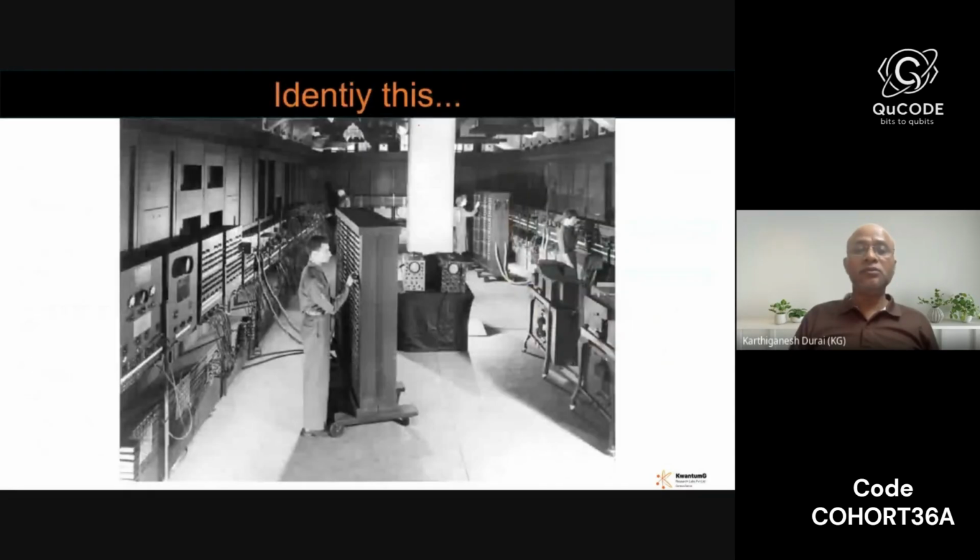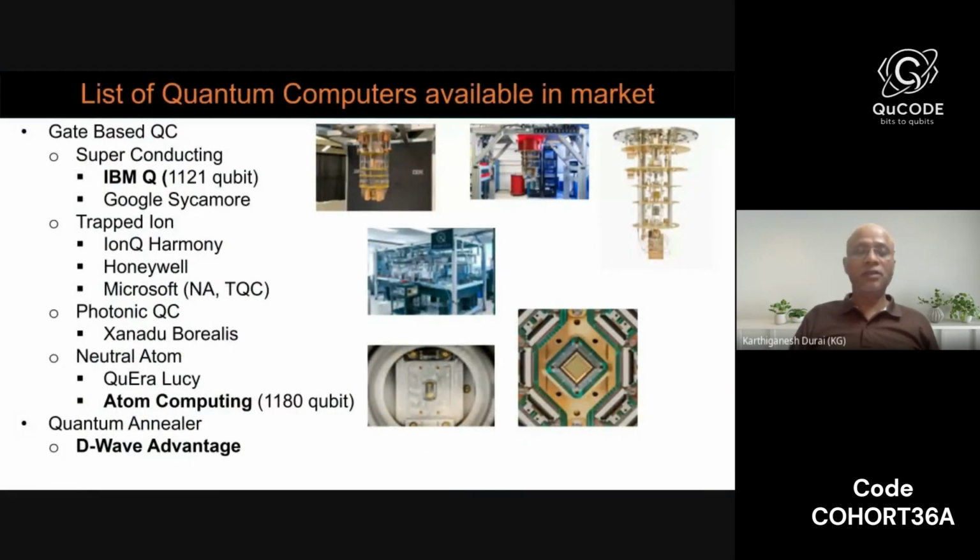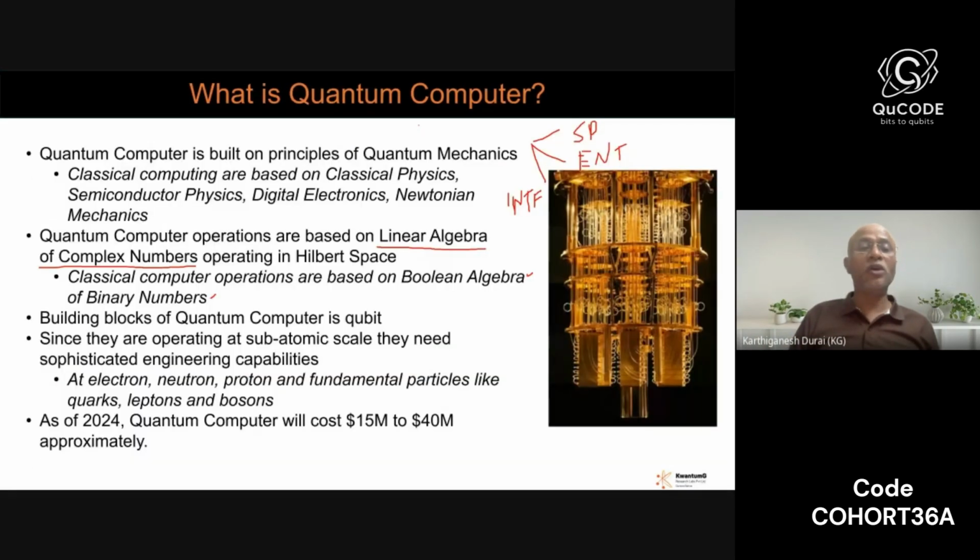And so if you decide to learn, these are all popular quantum computers you may already know, but I'm keeping them here just to give you the confidence that you are learning something which is in the market, not in the lab. Maybe if you had tried 5 years earlier, it was still in the lab, but now quantum computers are in the market. And these are the principles of quantum computers. Quantum computers are built on principles of quantum mechanics, and they are based on linear algebra of complex numbers. The building block is the qubit, and they operate at the subatomic scale.